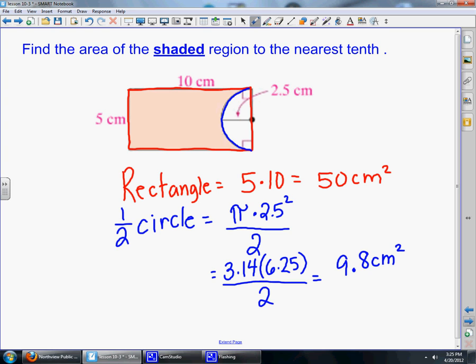centimeters squared. Now I want to take out that region. So we're going to subtract 9.8 centimeters squared from 50. So 50 minus 9.8 is 40.2 centimeters squared. That's the area of the orange region.